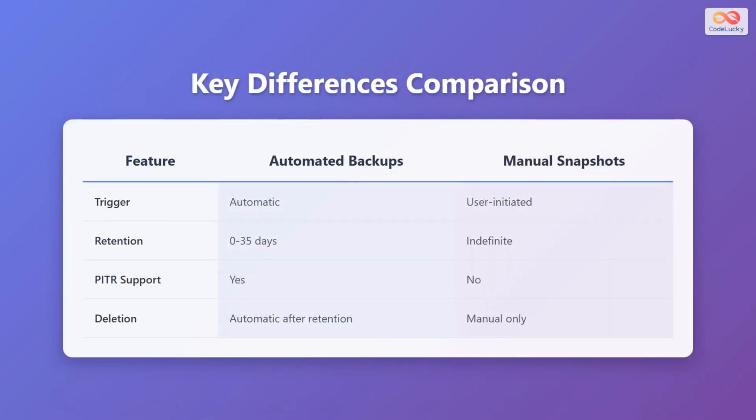Let's compare the key differences between these backup types. Automated backups are triggered automatically by the system, while manual snapshots require user initiation. Retention differs significantly. Automated backups last 0 to 35 days, whereas manual snapshots persist indefinitely. Only automated backups support point-in-time recovery. Finally, automated backups are deleted automatically after the retention period expires, while manual snapshots must be explicitly deleted by you.